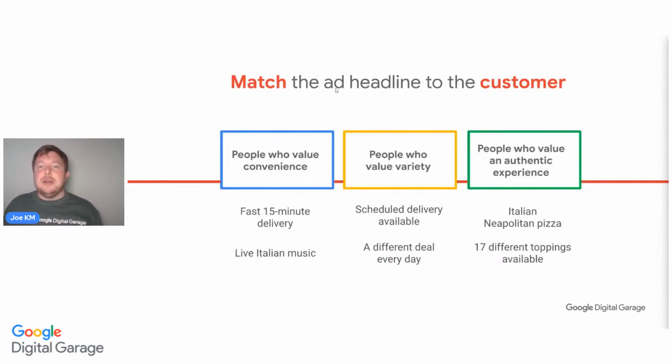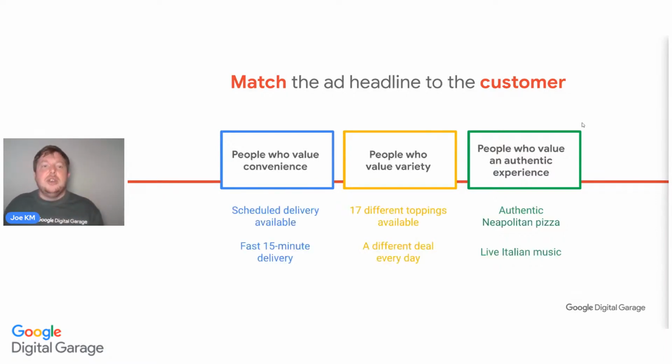So here we can see we want to match the ad with a customer headline. For people who value convenience, we're not going to say Italian Neapolitan pizza. We're going to say fast delivery, and then scheduled delivery available. So straight away, this means that they need it delivered very quickly, or at a time that's convenient to them. Maybe they're on the way home. They always get home at 7:30, so they can schedule their delivery.